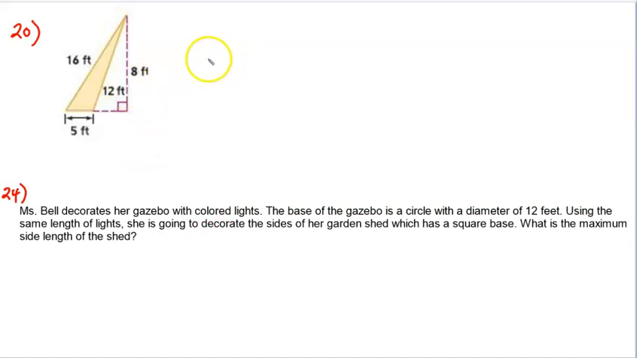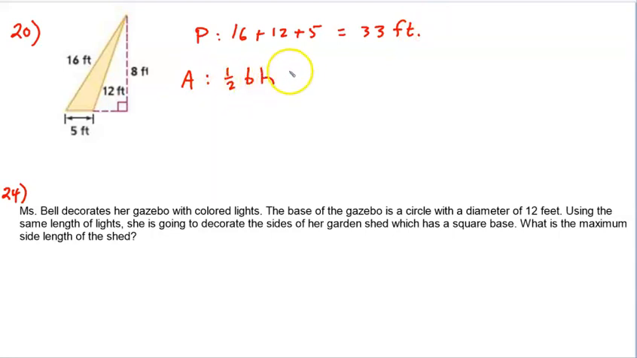So for a perimeter, we just add the sides, the 2 legs and the hypotenuse. So we'll do 16 plus 12 plus 5. It's 33 feet. And then the area of a triangle is 1/2 times base times height. So the base of this triangle that we're looking for is 5 feet.